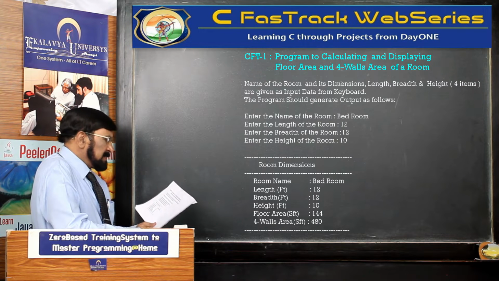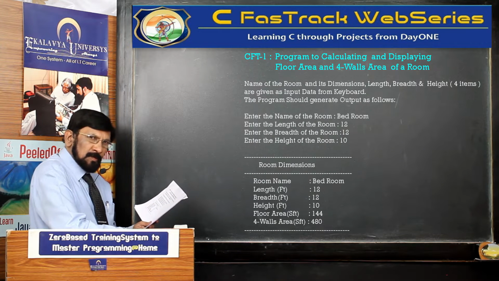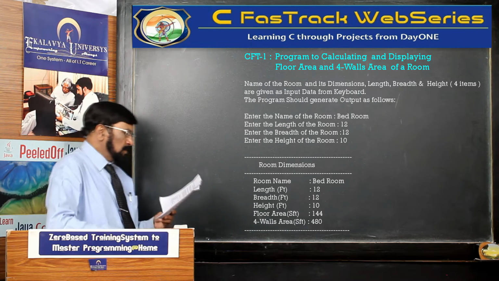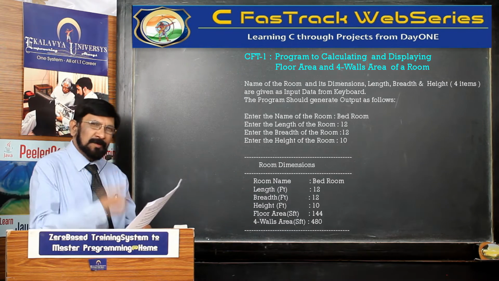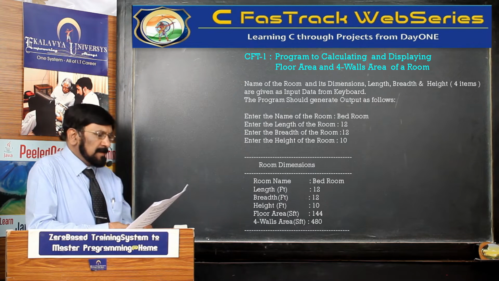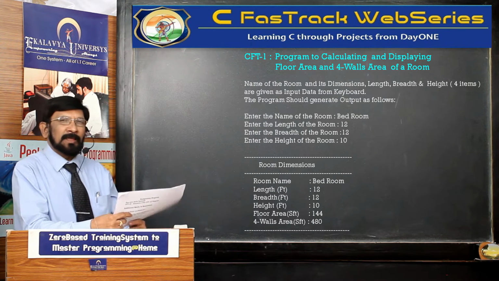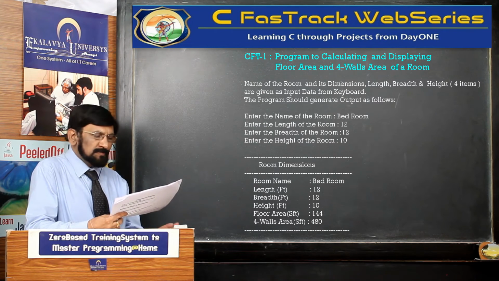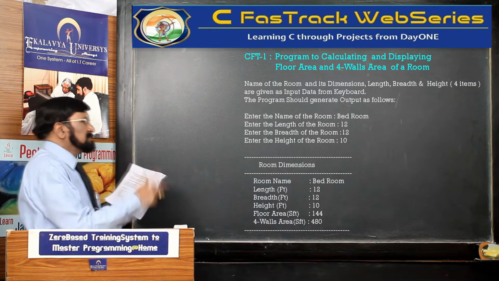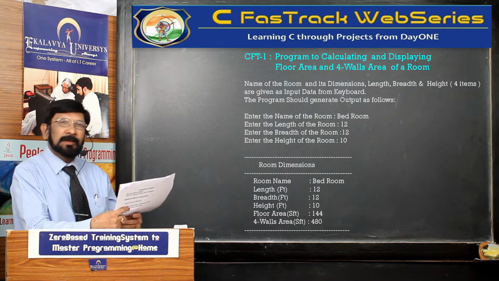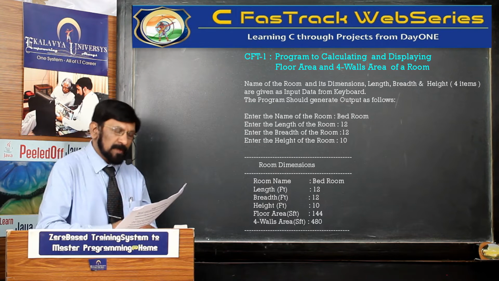Now you see, enter the name of the room. You enter the room's name. Thereafter, the length, breadth, and height of the room, as you like. You can enter them, and thereafter you have to write your program. After successful execution of the program, your output should be like this. Your output should be in a readable format. This is a formatted output you have to produce.